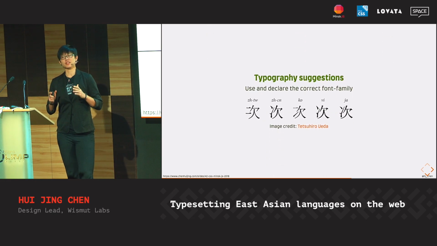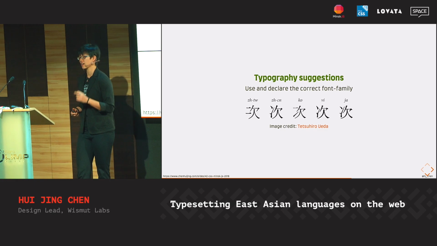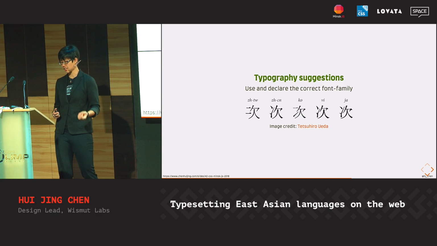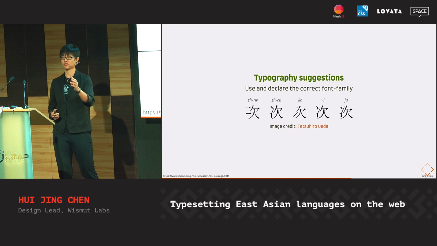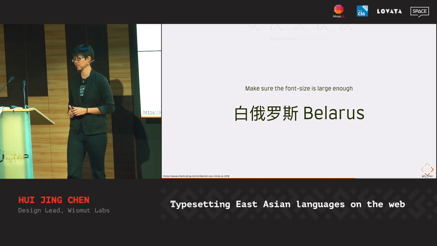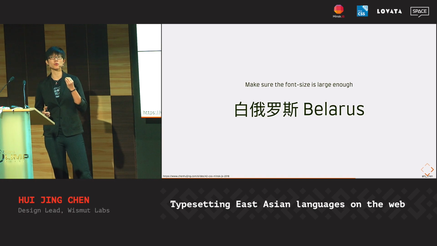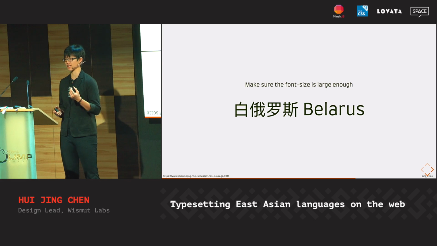If you do happen to work with languages that use East Asian text, here are some suggestions for typesetting them. Use the correct font family, because different languages use different glyphs for the same character, and it's important to pick a font that supports the glyphs for the correct language. Han characters also have a lot of strokes and visually appear more dense than Latin alphabets, so it may be necessary to bump up the font size a little bit.